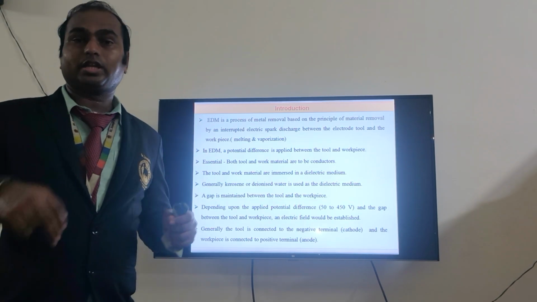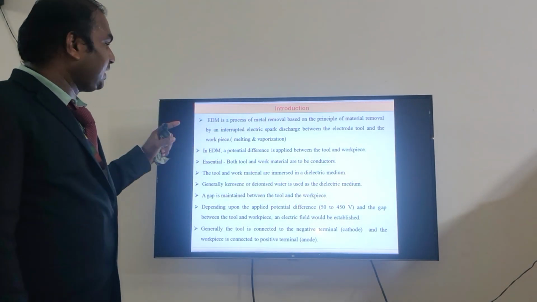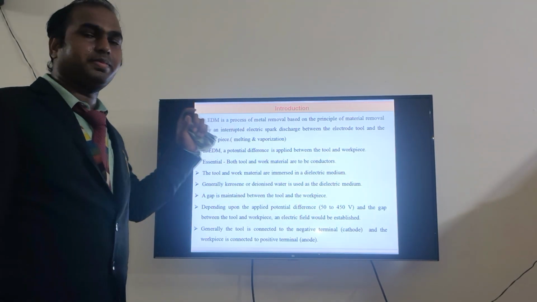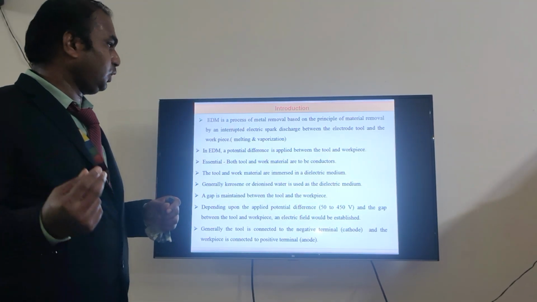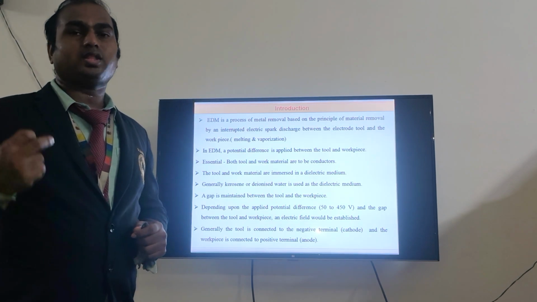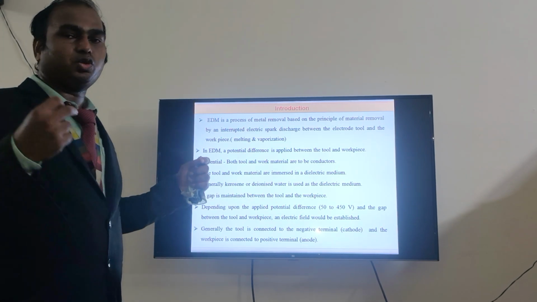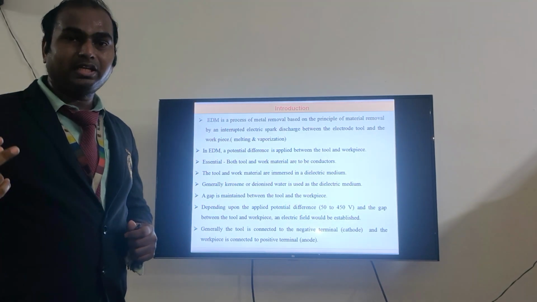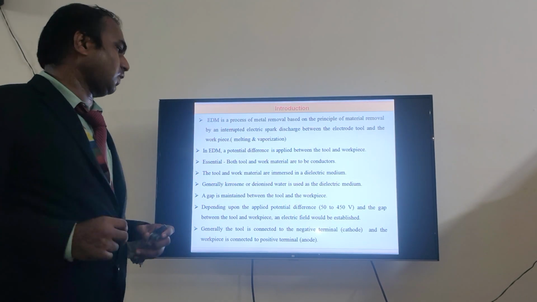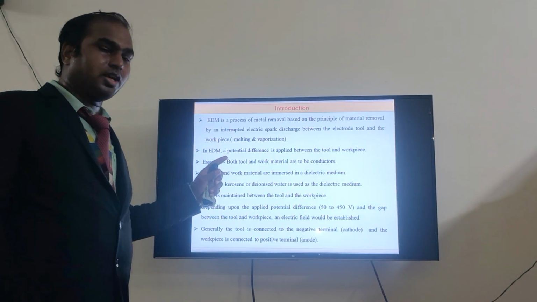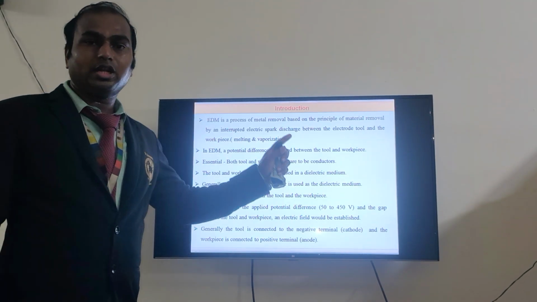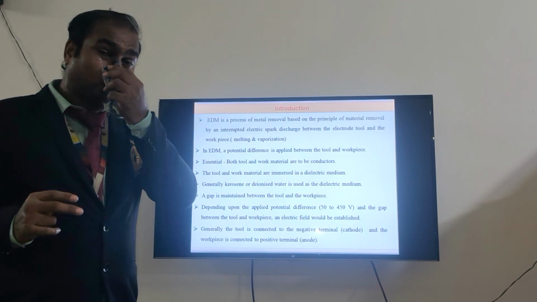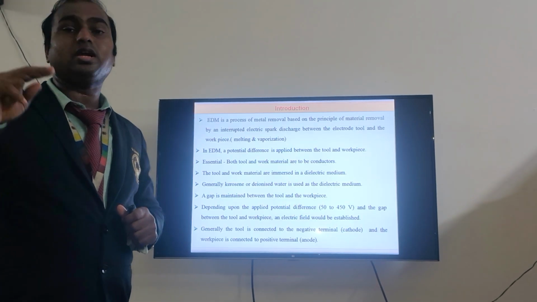Now I'm going to tell you the basic parameters and the working principle of EDM. Normally EDM is a metal removal process using a series of sparks between the workpiece and tool, where atomization occurs through evaporation and melting of the workpiece at the tool-workpiece interface. In EDM, the main thing is that a potential difference is applied between the tool and workpiece. The most important factor is the anode and cathode, where the tool and workpiece are connected to the terminals.